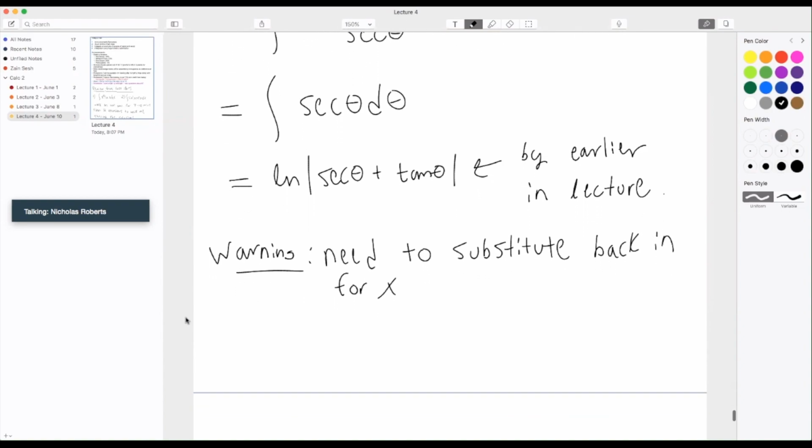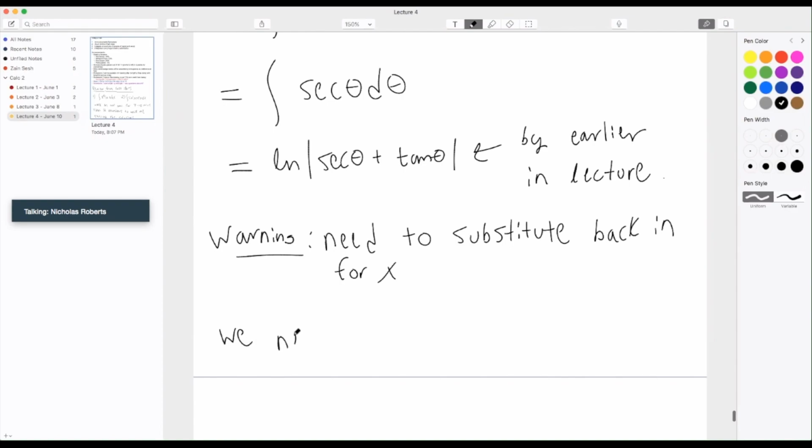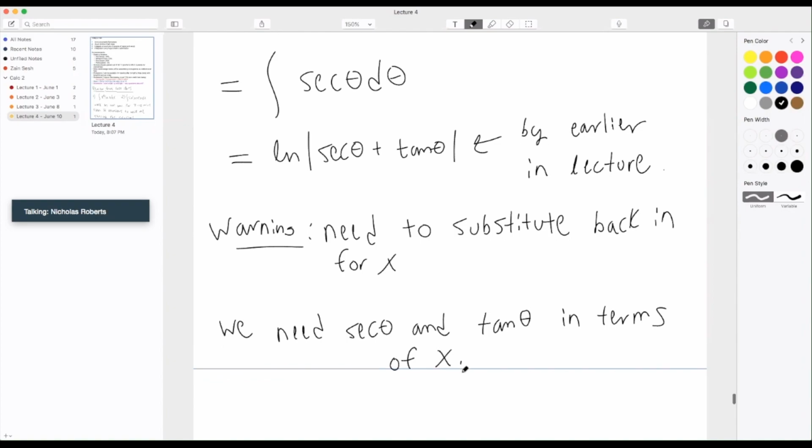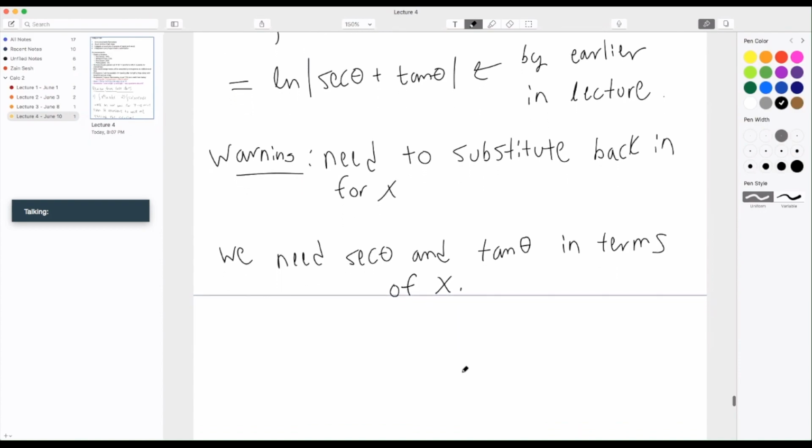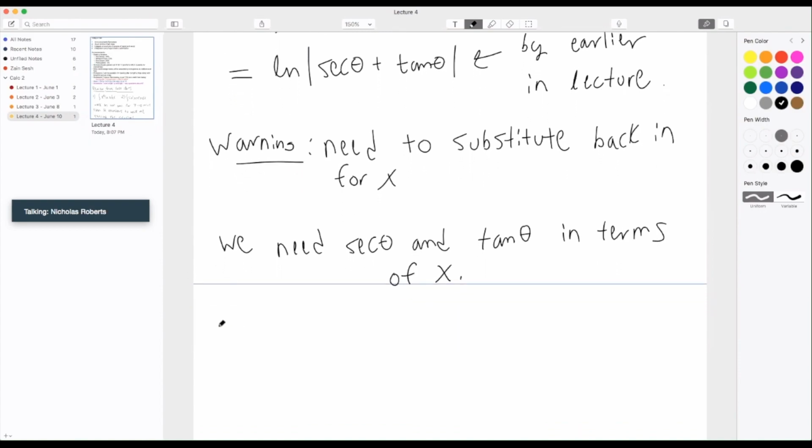So what do we need? First of all, we need secant theta and tan theta in terms of x. Let's figure those out. From our initial substitution, x equals tan theta, we draw the triangle. You're always going to use your initial substitution as the data to draw your triangle from.